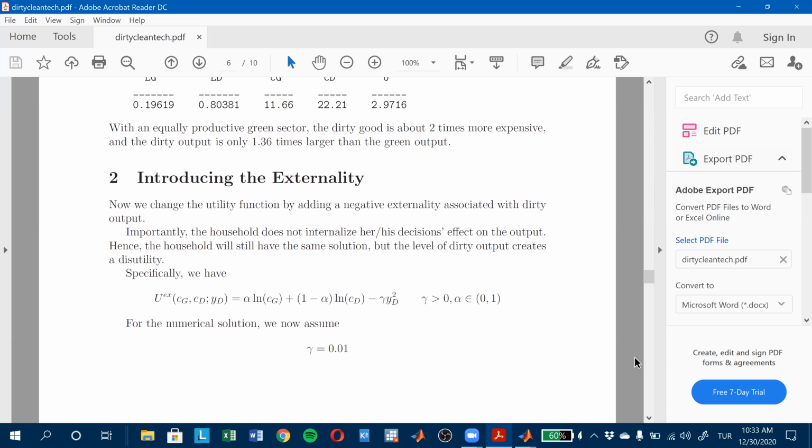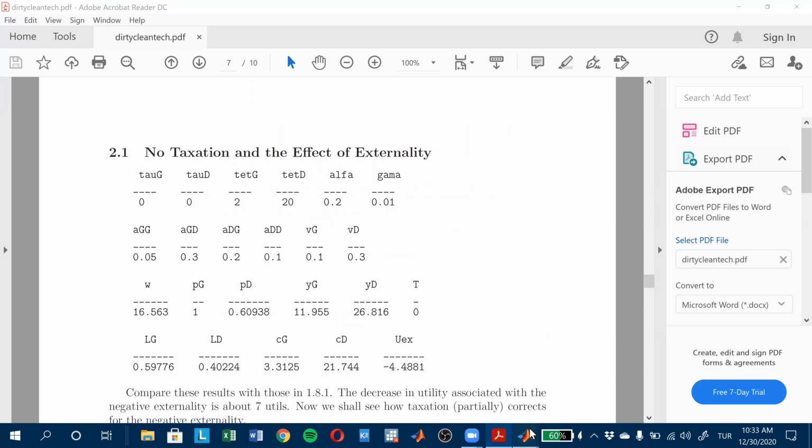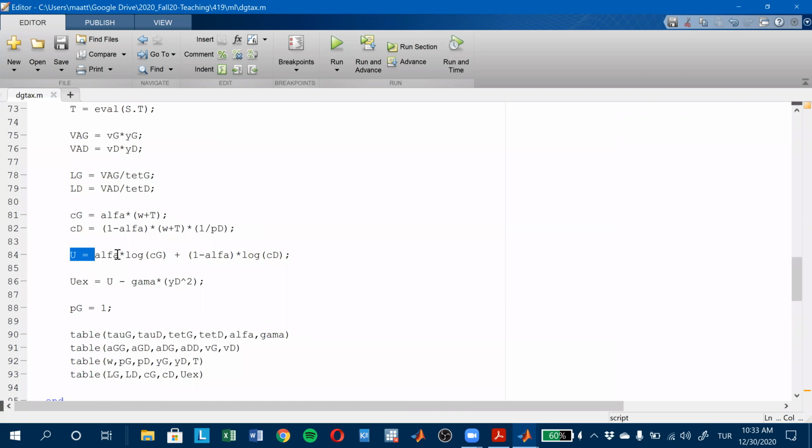Okay, so we still have the same equations except for utility. Let me show you the MATLAB code. So this is utility without externality, right? And this is utility with externality, right? With externality, I have gamma yd squared. The rest is the same.